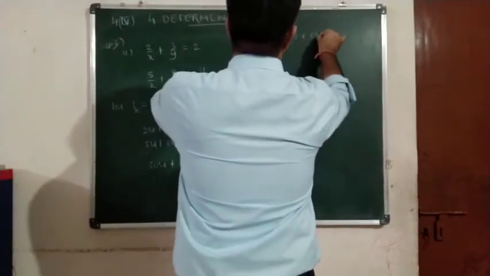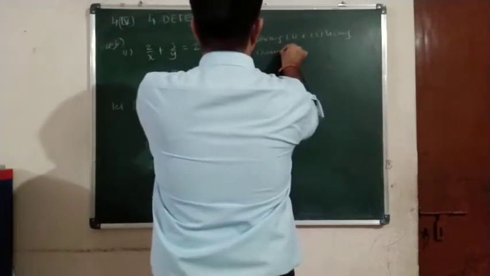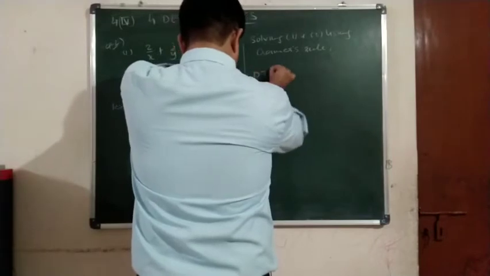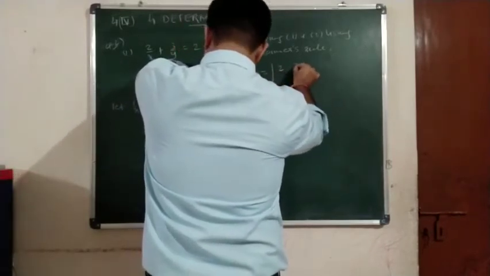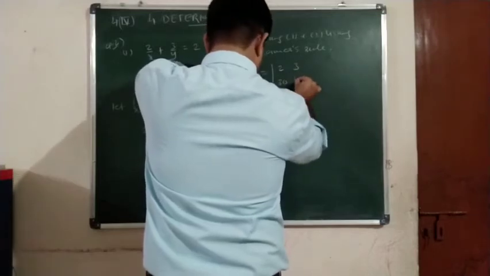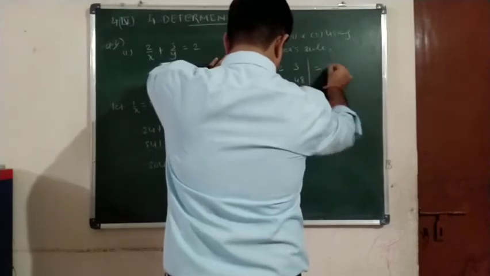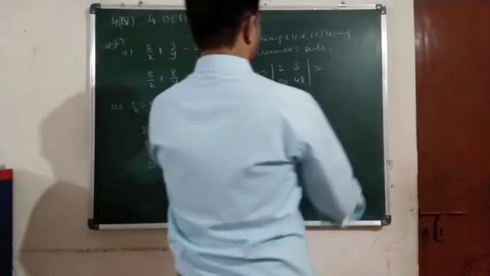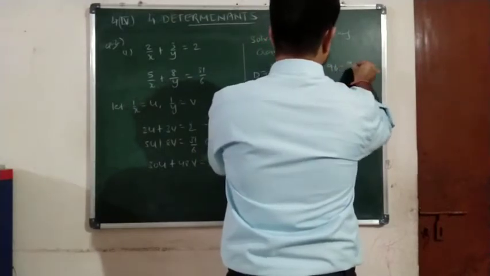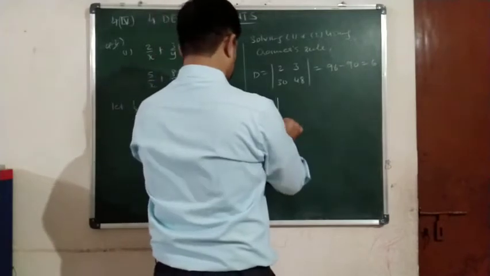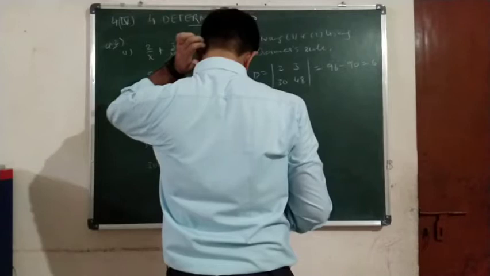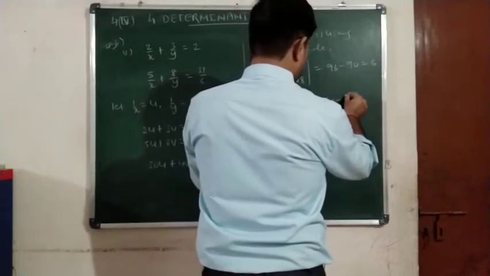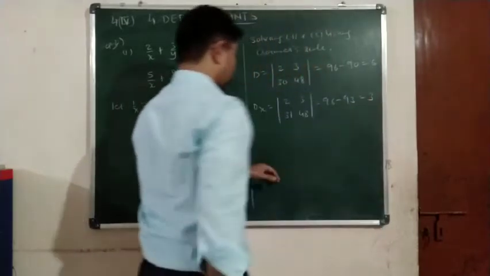Solving 1 and 2 using Cramer's rule. For that we have to find out d. d will be 2, 3, 30, 48. 48 twos are 96 minus 90, which is 6. Now du: 2 and 30 replaced by 31, as it is: 96 minus 31 times 3 is 93, which is equal to 3.